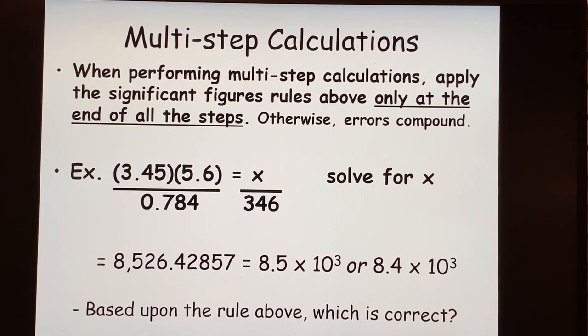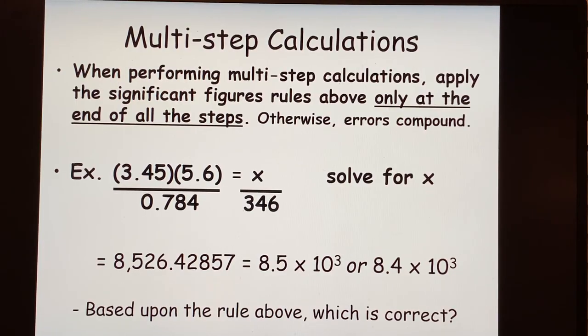So here we have 3.45 times 5.6 divided by 0.784 equals x over 346. So then we're solving for the x, okay? And we know how to do this. This is basic algebra. So we get 8,526.42857 on the calculator equals 8.5 times 10 to the third, finally, okay? But, or we could get 8.4 times 10 to the third.